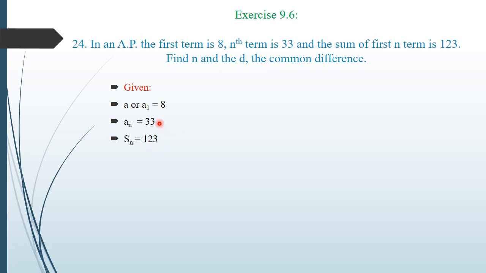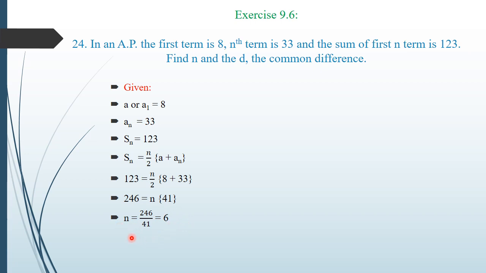Again, in this case, we do not know this 33 is located at which position, that is, for what value of n we'll get 33. Therefore, we are given that the sum from the first term till this nth term is equal to 123. Again, using this formula, Sn equal to n by 2 into (a plus an), substituting all the values, we can solve this for n first, that is, the number of terms we'll be getting.